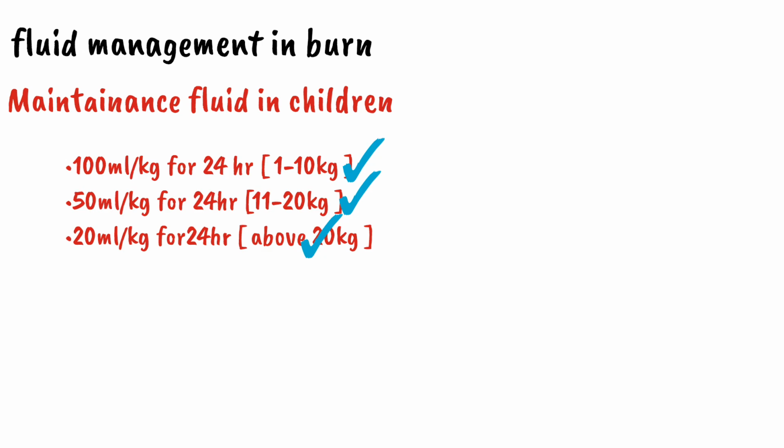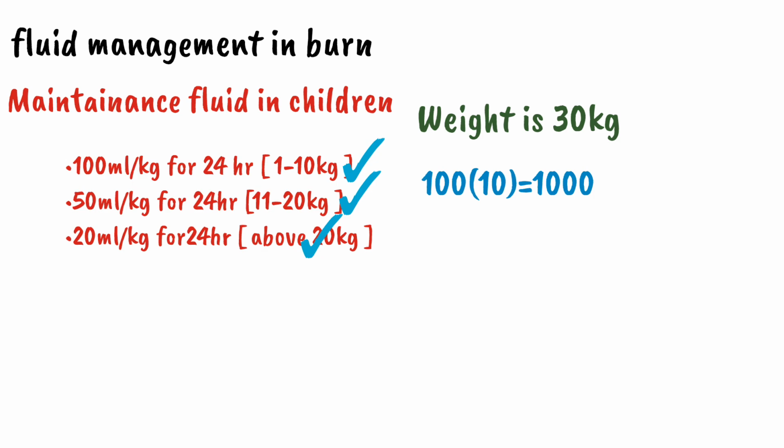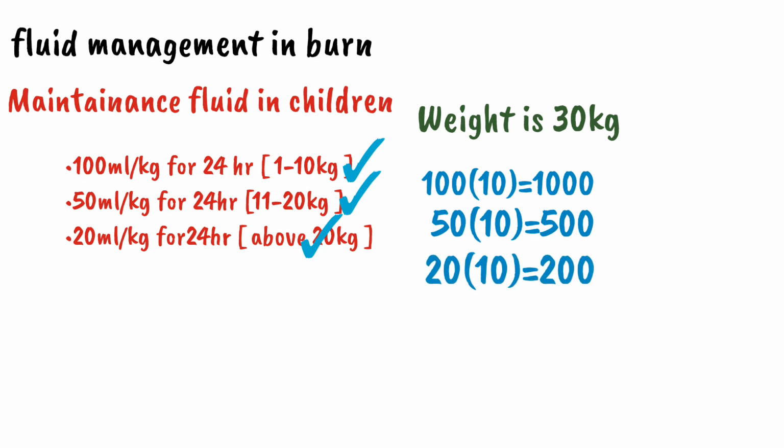For example, if a child is weighing 30 kg, we will divide the weight. The first 10 kg we multiply with 100. The next 10 kg, from 11 to 20, should be multiplied with 50, and the remaining weight which is above 20 kg should be multiplied with 20. So how much weight is above 20 kg? It's 10 kg. So 10 should be multiplied with 20. It will give us the value of 200 ml. If we add all of these values, it gives us 1700. So in a 30 kg child, the maintenance fluid should be 1700 ml.